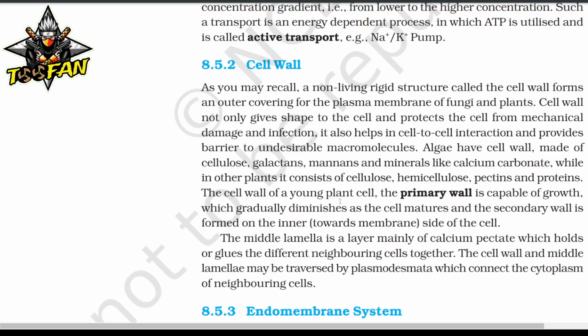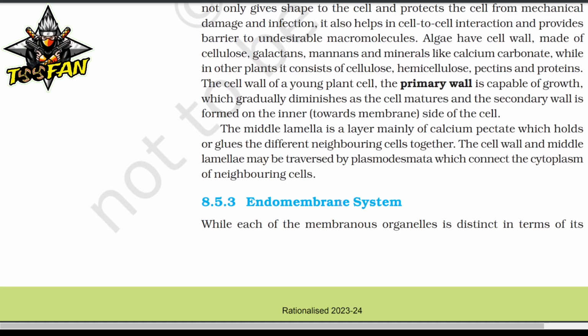The cell wall of a young plant cell, the primary wall, is capable of growth, which gradually diminishes as the cell matures, and the secondary wall is formed on the inner side towards the membrane side of the cell. The middle lamella is a layer mainly of calcium pectate which holds or glues the different neighboring cells together. The cell wall and middle lamella may be traversed by plasmodesmata, which connect the cytoplasm of neighboring cells.